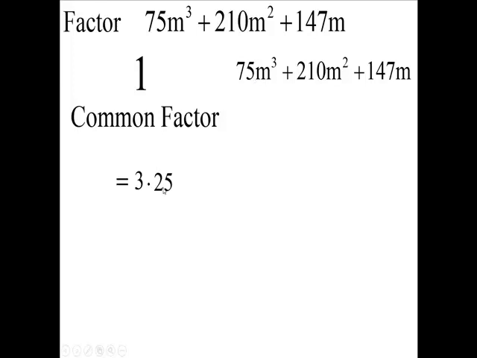3 times 25 is 75 with 3 m's. You have 3 times 70 here with 2 m's. And 3 times what? Maybe you don't know. Take that number, divide by 3. You end up with 3 times what? 49. Hey, wouldn't you know it, that's a square number, isn't it? With 1 m, huh? So they all contain a 3, and they all contain an m.